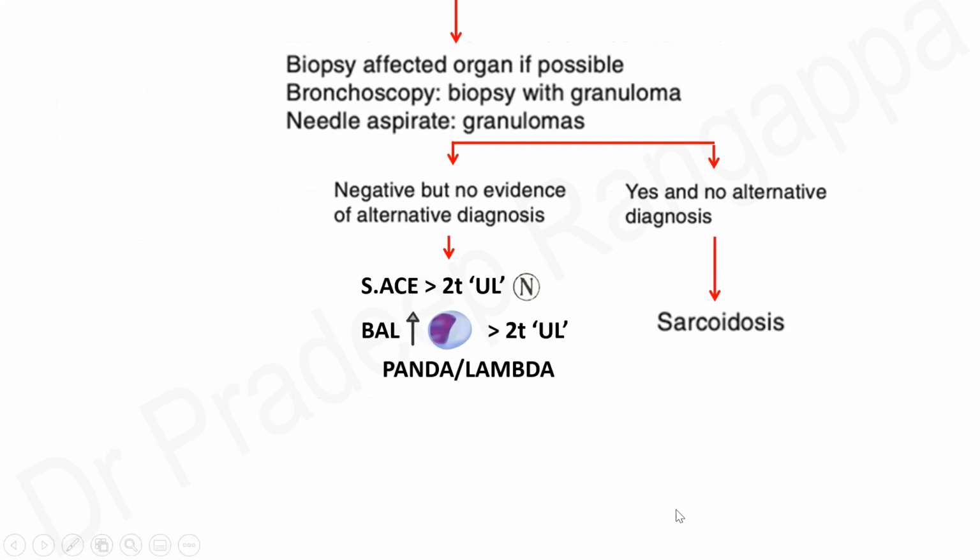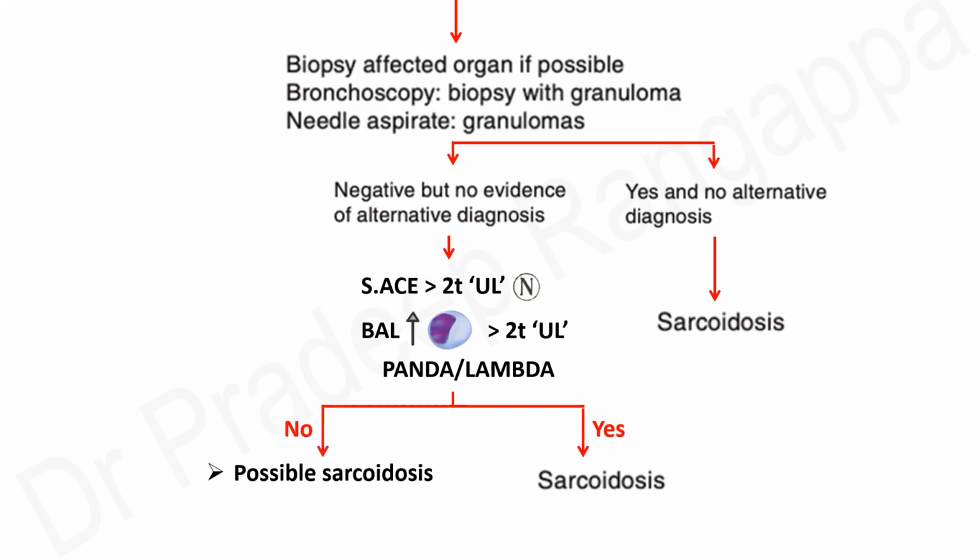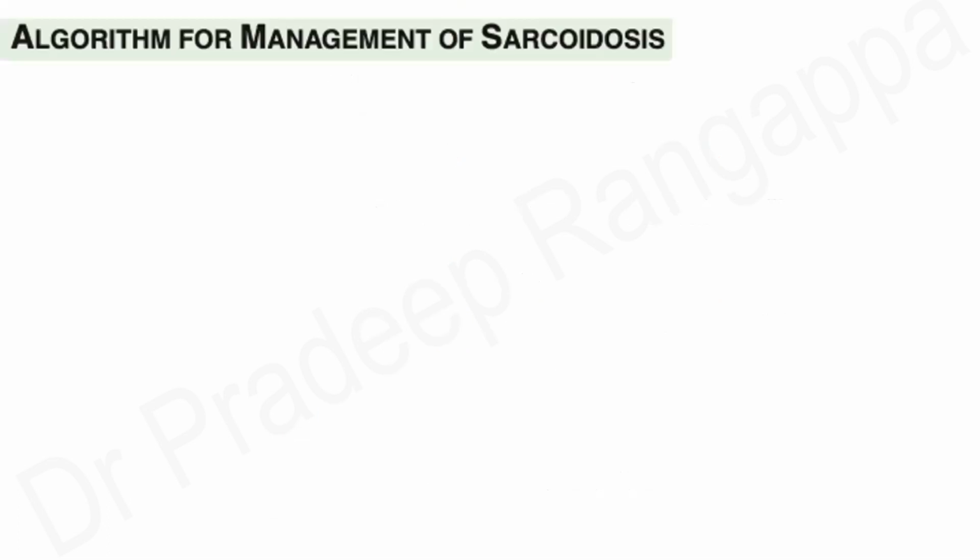And you have to resort to doing a PET scan or gallium scan to look for the panda and lambda signs, because panda and lambda figures appear where the biopsy becomes negative. And if the panda lambda sign is seen with increased ACE, then the diagnosis of sarcoidosis can be made. If none of these are present, then still there could be sarcoidosis if no other alternate diagnosis is available. So this is the diagnostic pathway for sarcoidosis.